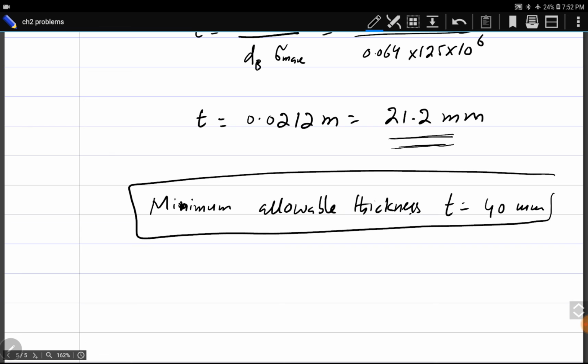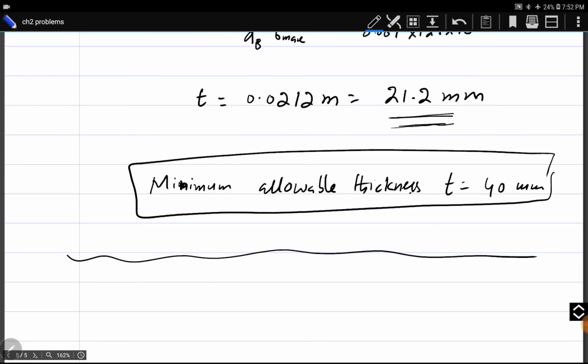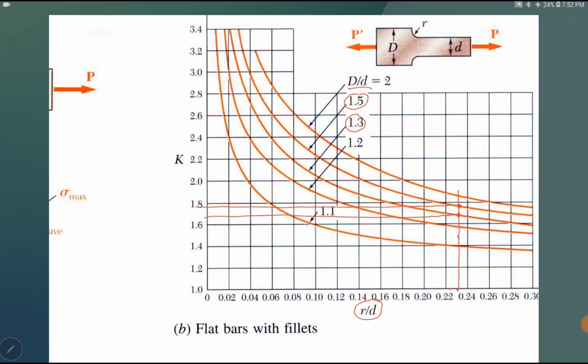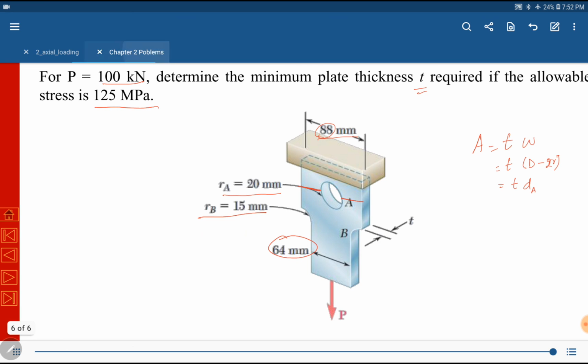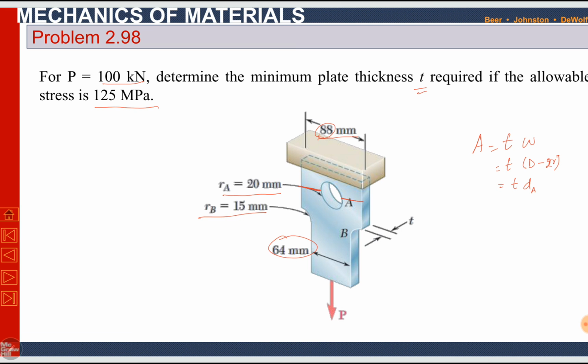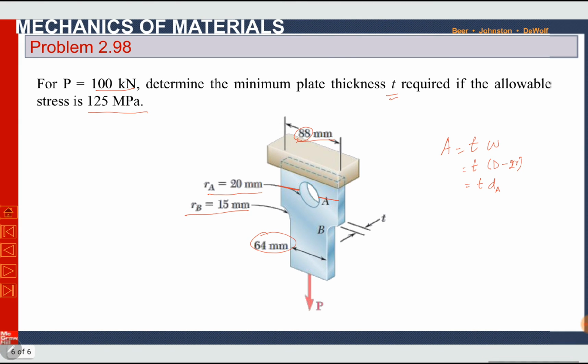This was the last problem which I decided to include in this chapter, in this lecture. I hope it will be clear. If you have any query, you can ask me through email.